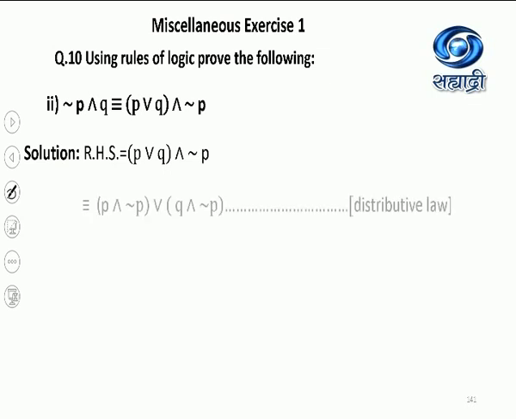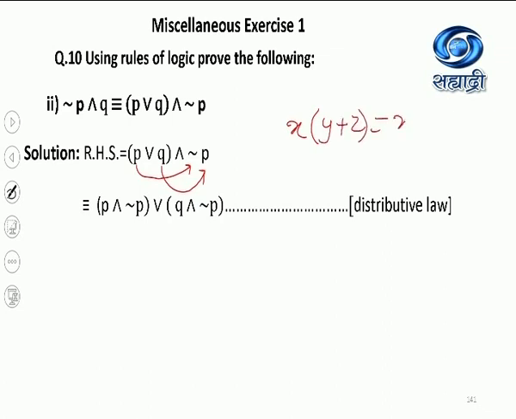To open the bracket, what do I use? I use the distributive law. So what will the distributive law give? P and negation P, or Q and negation P. I am expanding the bracket. See, the meaning of this in simple algebra is like (x plus y) into (y plus z). How do we open it? It is xy plus xz. So the distributive law is used in logic also in the same way.